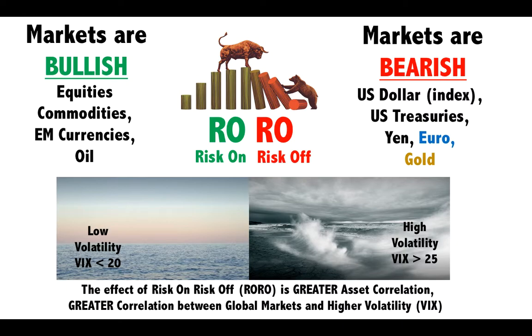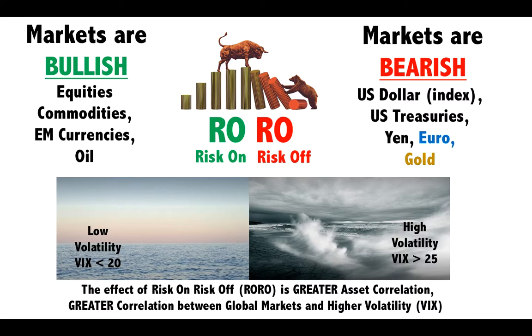Now you see things going bad in the markets. If you look at the volatility index, it's called VIX. You can find it on Yahoo Finance. And usually a period of high volatility is characterized by the VIX going over 25. So you really got to understand this, that once the markets are turning bearish, people run away to safe haven assets. And the effect of risk on, risk off here is really greater asset correlation between the global stock markets, higher volatility, and also asset classes such as foreign currencies.